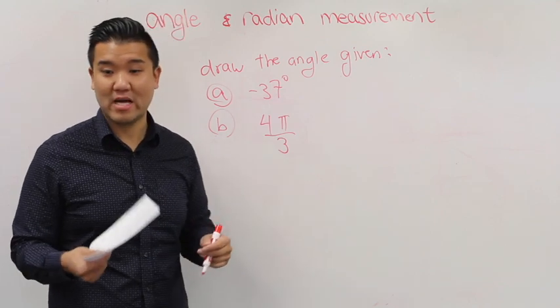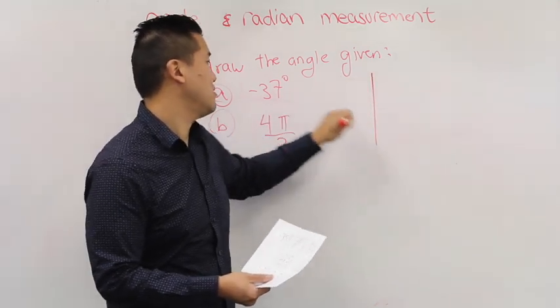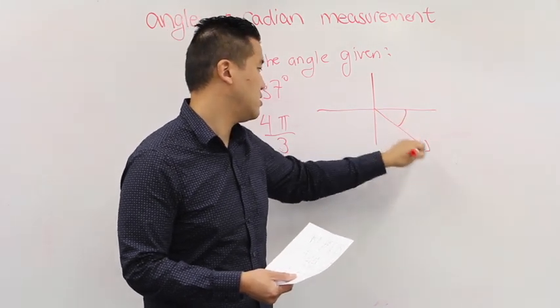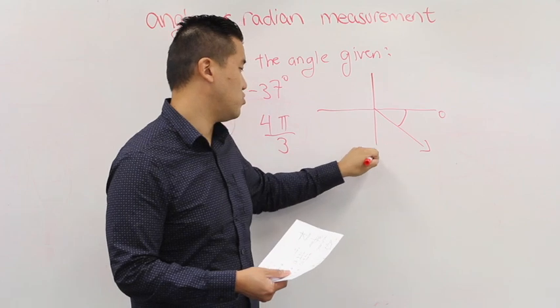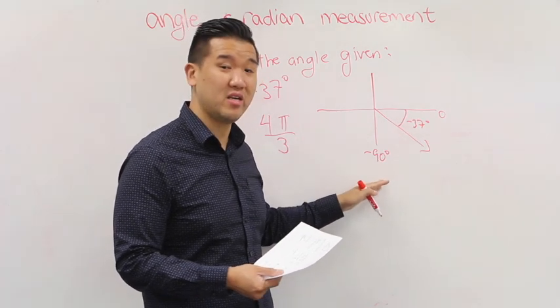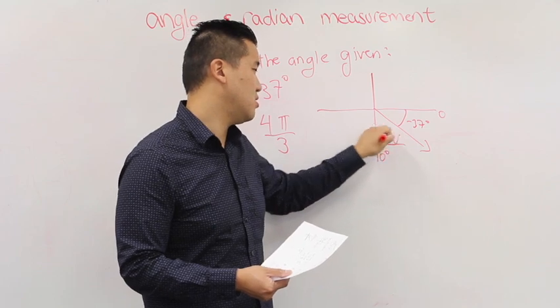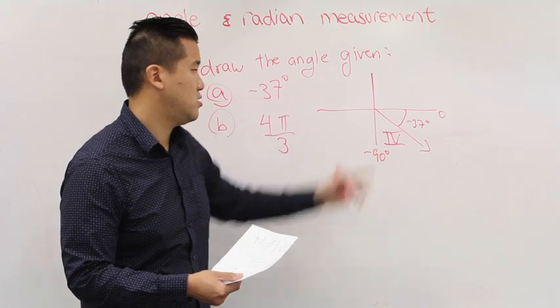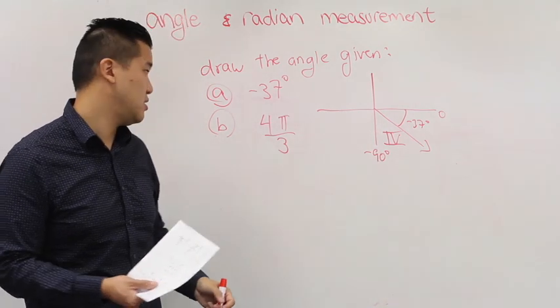All right, welcome back. Let's try this. Negative 37 degrees. We'll go that way. Y, 0, negative 90 degrees, so it's negative 37. It's in between 0 and negative 90, so we're actually in quadrant 4. 37 degrees down. So take a look at that, make sure you did that correctly.